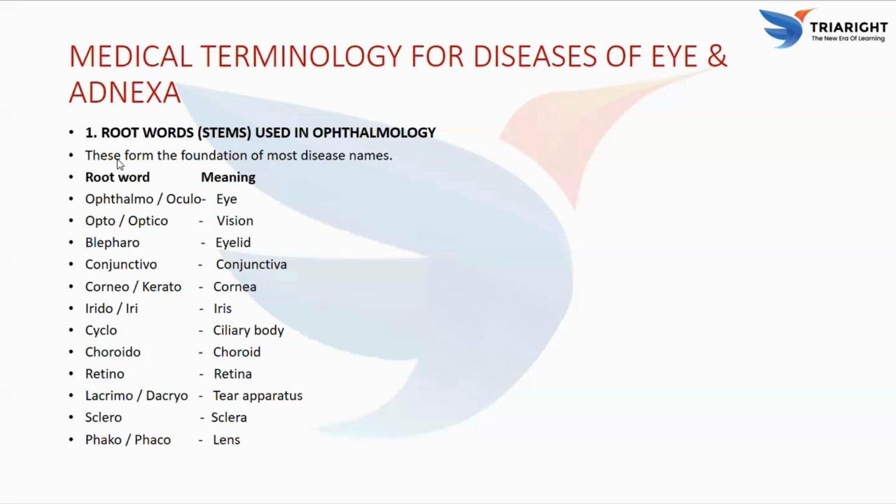So coming to the first word, ophthalmo or oculo. The meaning of this root word is eye. So this refers to the eye as a whole. For example, ophthalmology means the study of the eye. Then opto or optico, the meaning is vision. So these are related to vision or sight, but not the eye structure itself. For example, optometrist: opto means vision, so a specialist in vision correction.